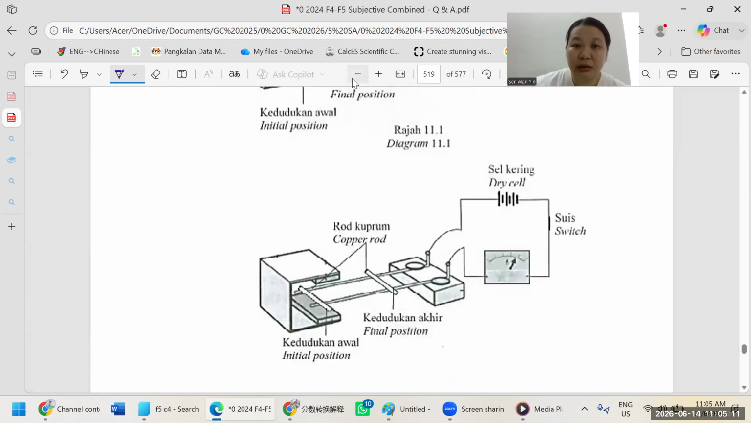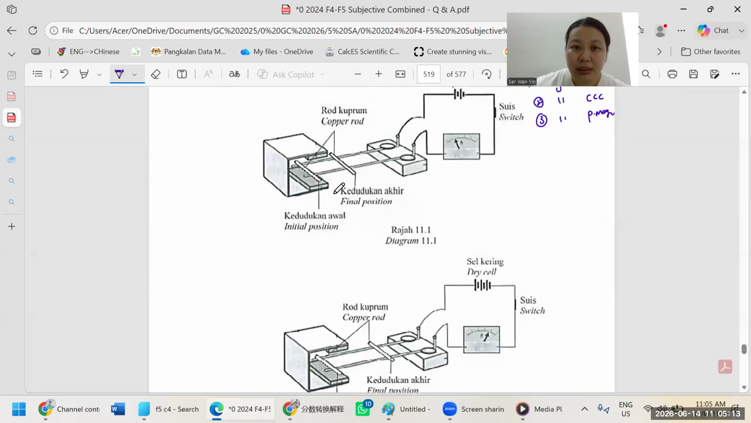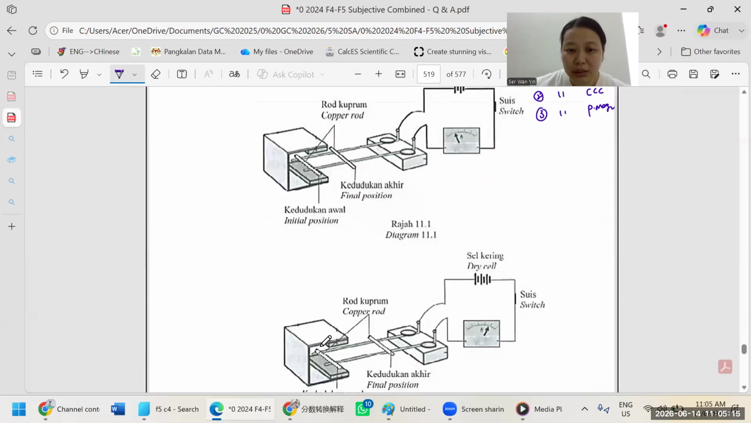This is the final position, which means this is the initial. Then this one moves this way. Directly you can analyze first. This one, final position short. This one, final position long.